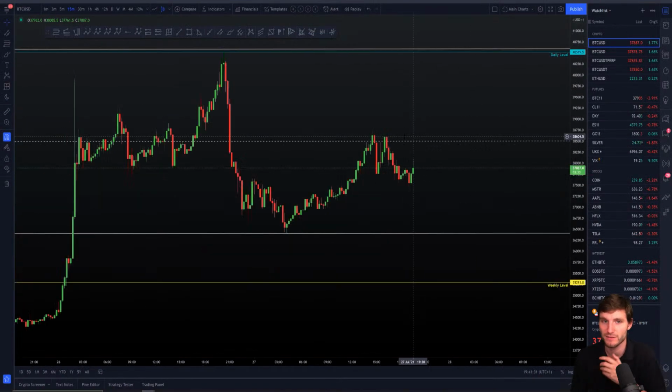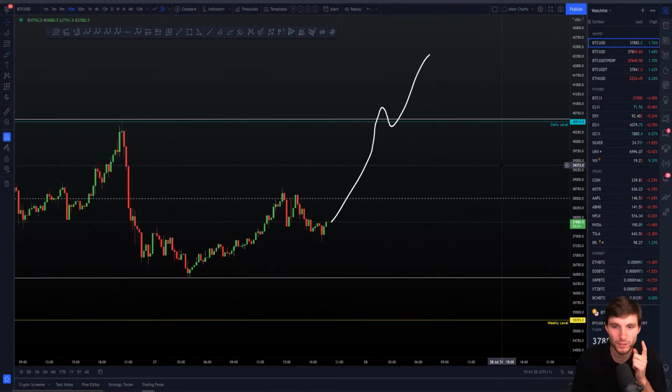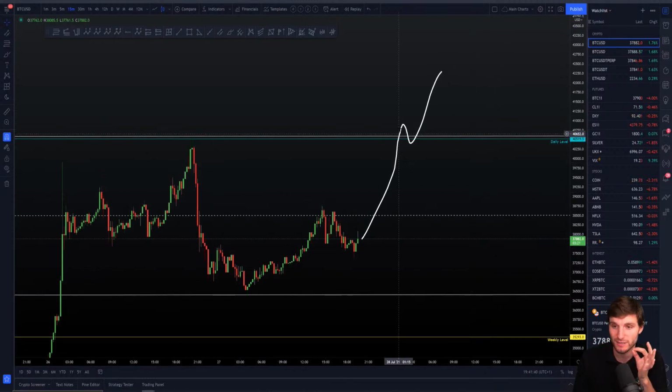So the guy is basically saying, how would I prepare, or how would I trade if this is to break out the higher of the range. Well, the way that I would prepare for it, firstly, I would not long a breakout of the top of the range.